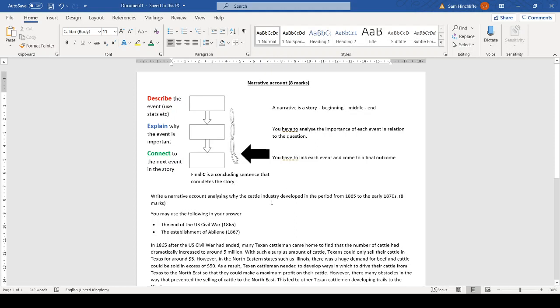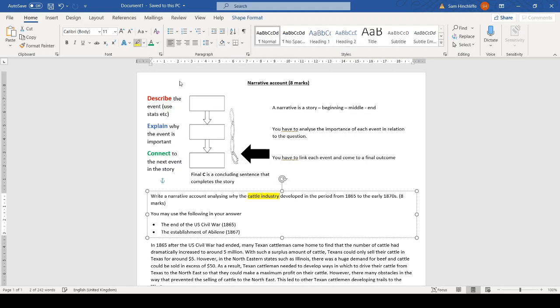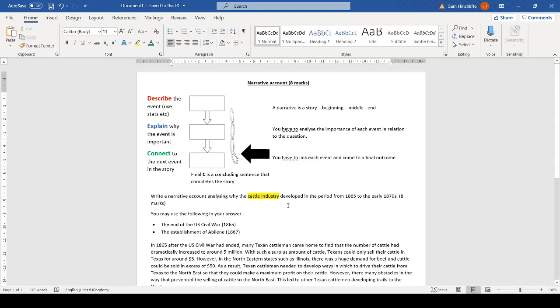So this is the question that's in the booklet at the end of the cattle industry. If you've watched the video, and hopefully you have, on the development of the cattle industry, you will have a good sound knowledge of how that industry developed. I've actually changed the question. In the booklet it says why the long drive developed. I've changed it to cattle industry. I just think for now, in the situation we're in, this is a bit of an easier question to go through. So this is what it looks like in the exam.